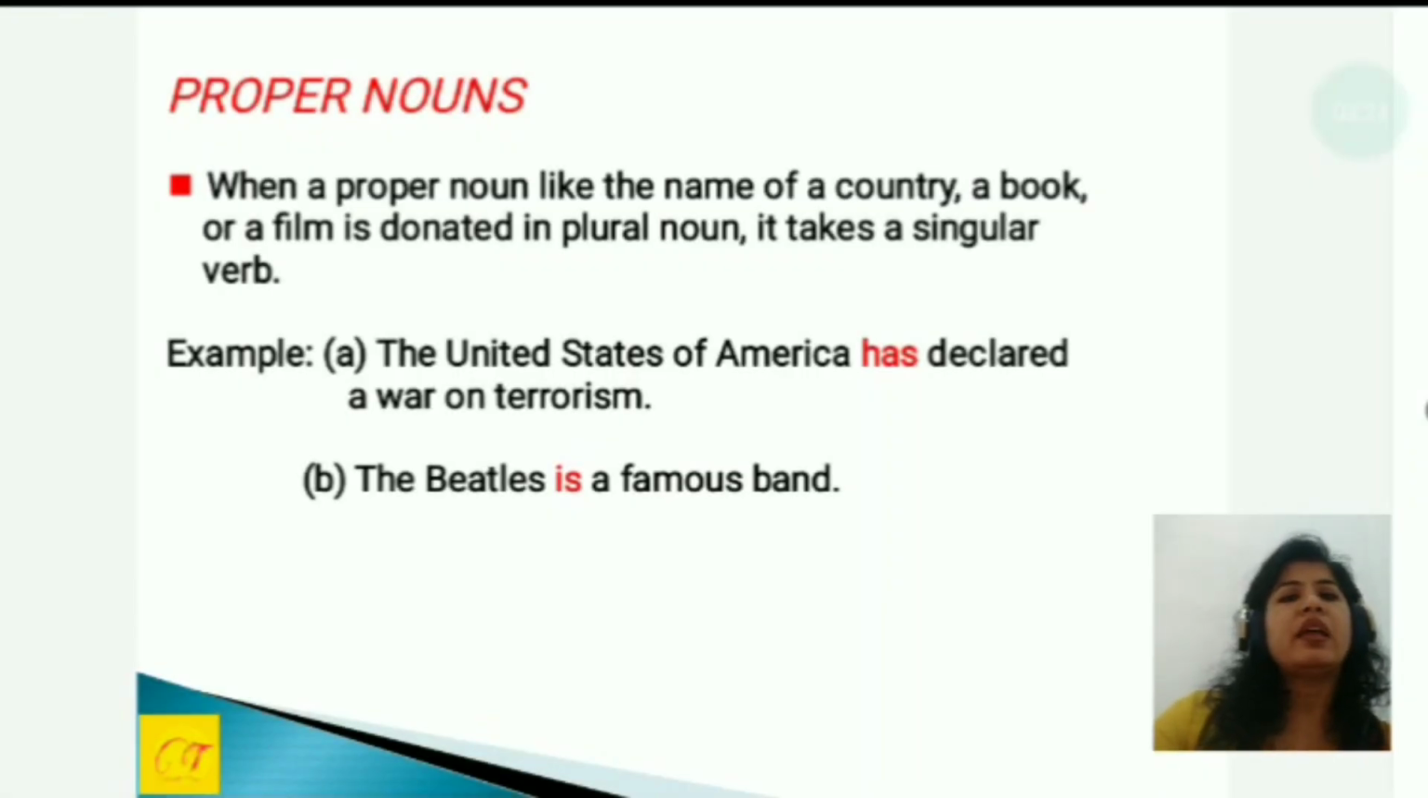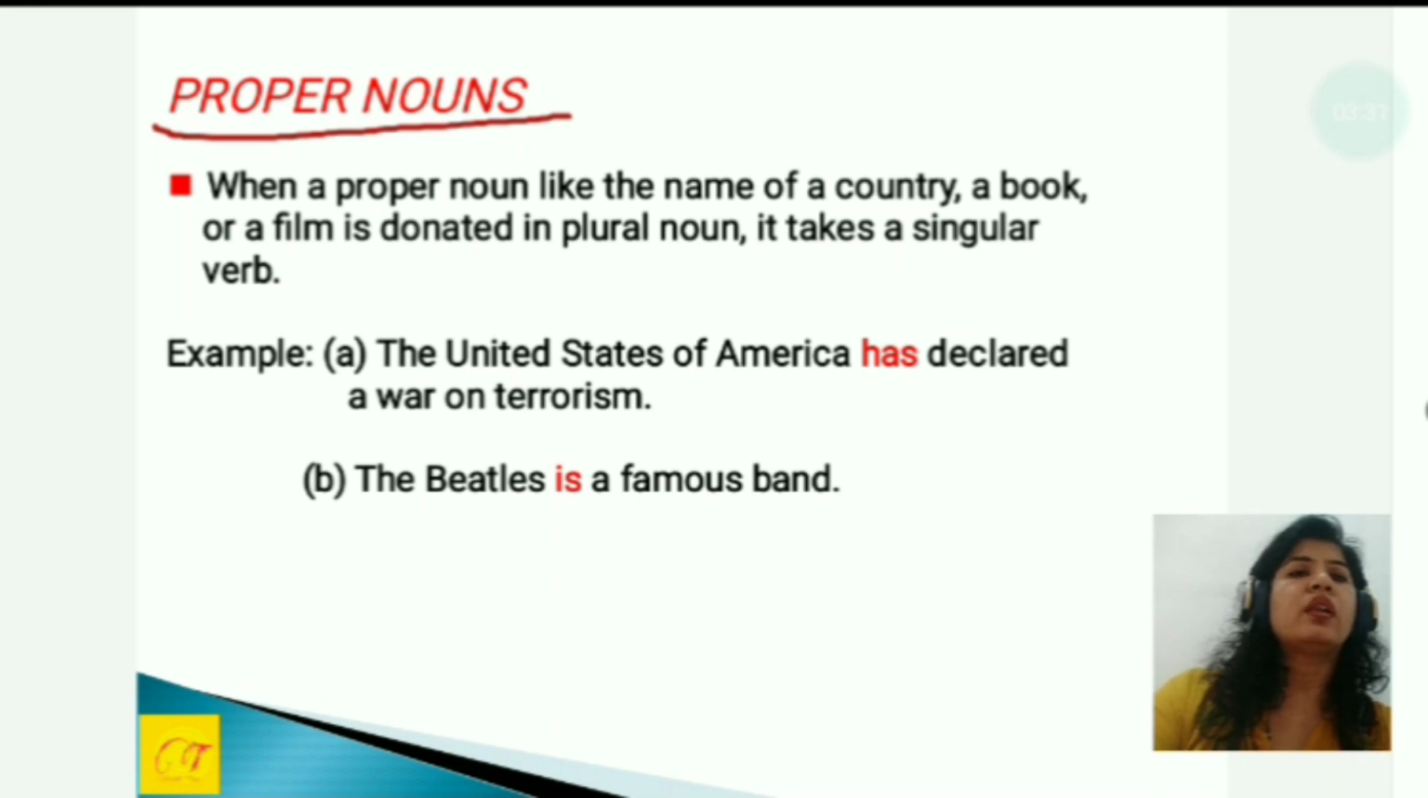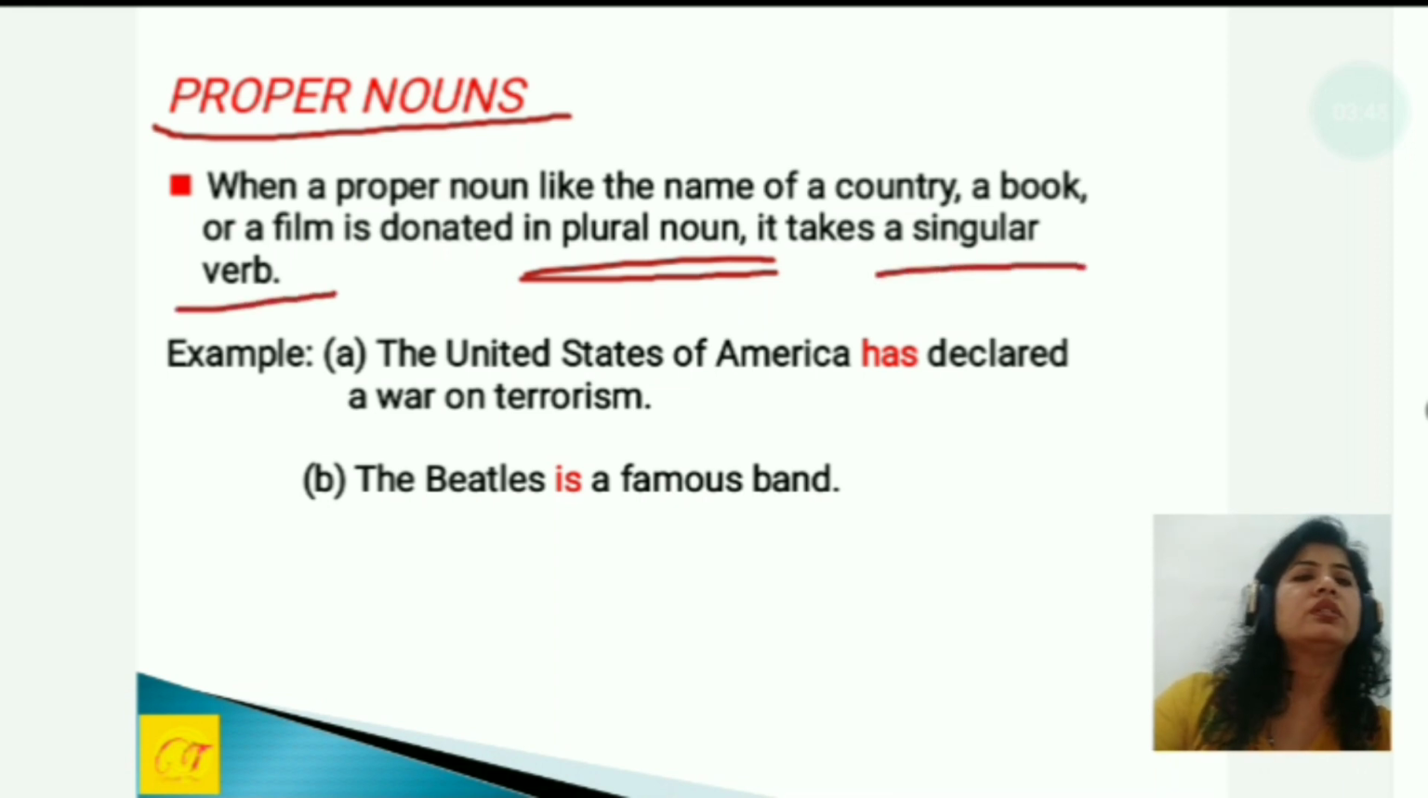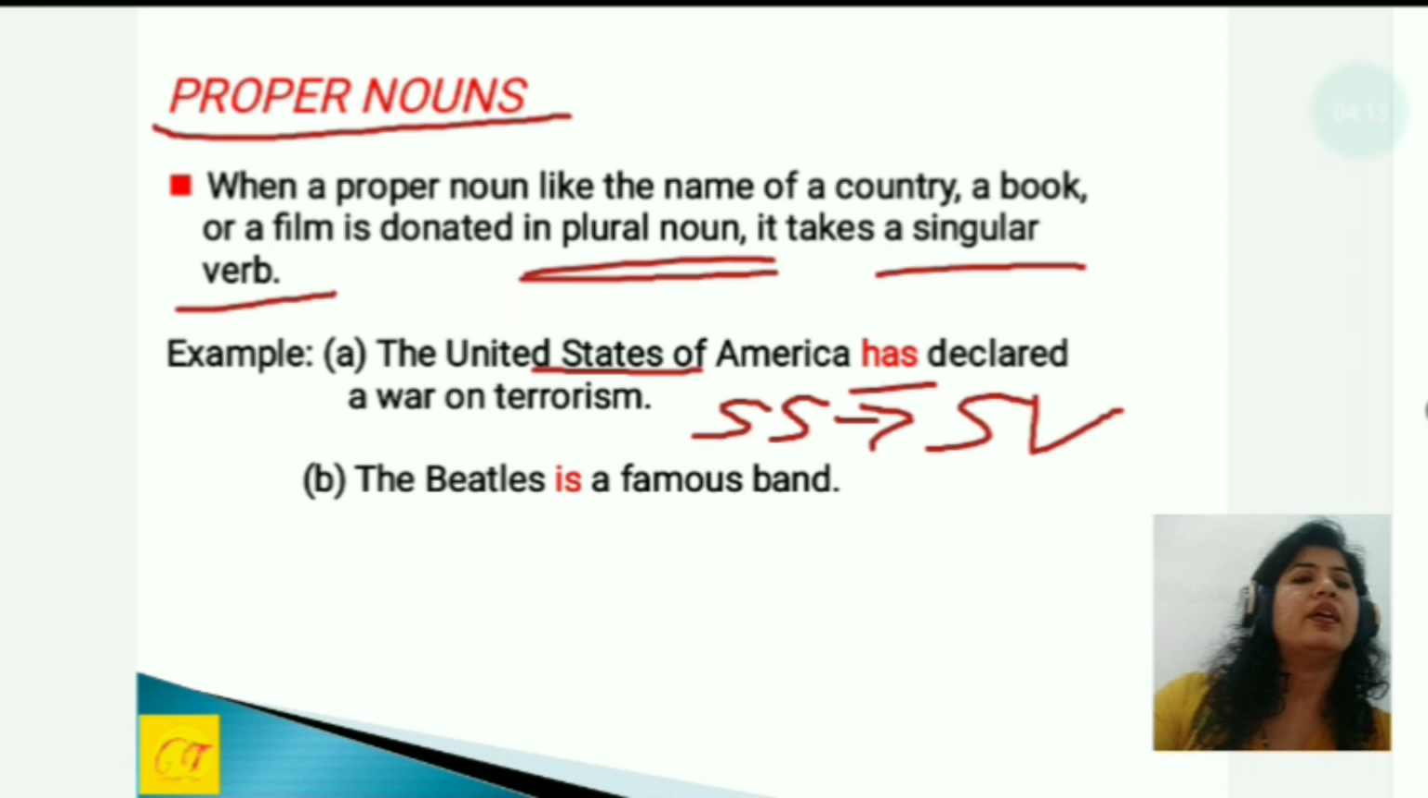The next rule says that if there is a proper noun, then just check the proper noun whether it is singular or plural. Like when a proper noun like the name of a country, a book or a film is denoted in plural form, still it takes a singular verb because it's the name of one thing, one country, one city, one book or one movie, even though it's written in plural form. For example, the United States of America. You may look at the S that it's plural, but it's a proper noun. It's the name of a country. That's why it's counted as singular and we would apply a singular verb. Has is applied here.